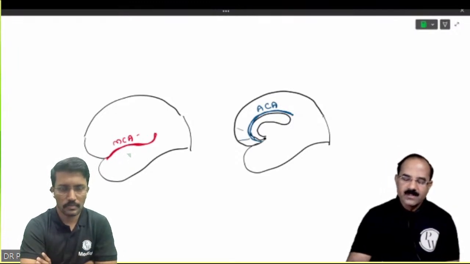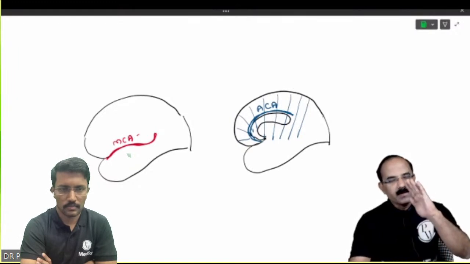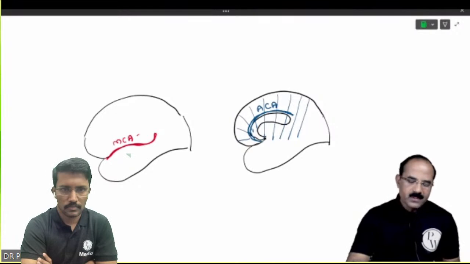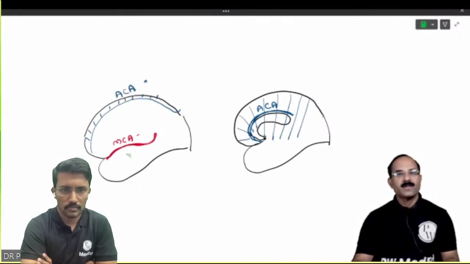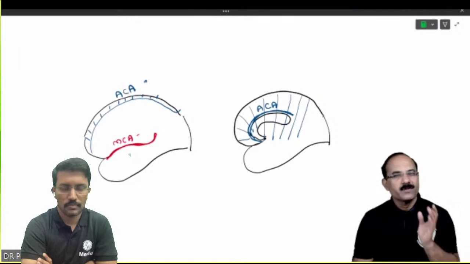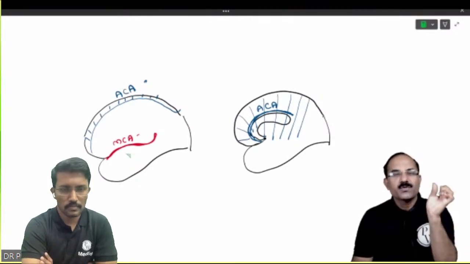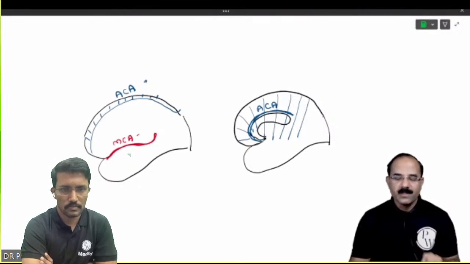Now, this entire medial surface of the brain is supplied by whom? Anterior cerebral artery. The anterior cerebral also climbs and goes to that side, meaning a small area here on the superolateral surface is supplied by whom? The anterior cerebral artery. This blood supply is very important. Plenty of MCQs on this. So the entire medial surface and a small area on the superolateral surface is supplied by the anterior cerebral.